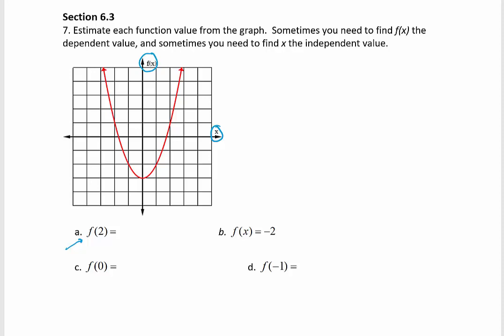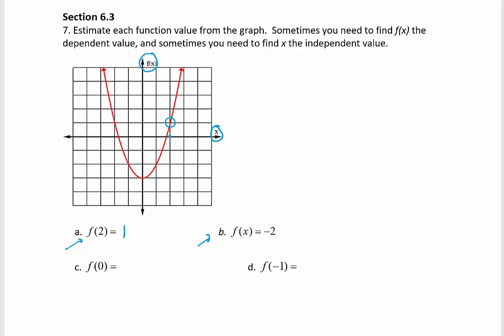So I would come on my graph over here and I'd find 2. So here's my x coordinate, and we want to know what is the function value at that x coordinate. If you look up here, there's our function value. It looks like our f of x value there is going to be 1. All right. Question B.